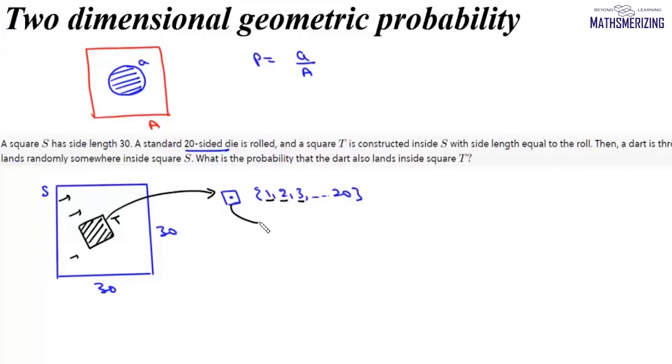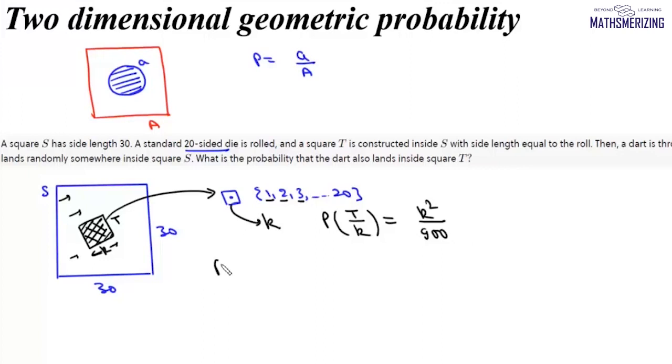Now, if the die results in K, then the probability that the dart also lands inside T, if the number on the die is K, is given by this favorable area, which is the area of the square. The area of the square will be simply K square, because in that case the length of this side is K, upon the total area, which is 30 square, and that is 900.